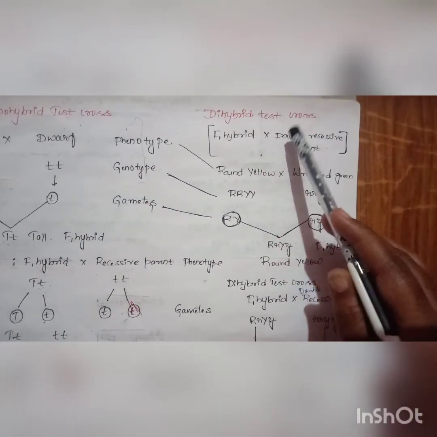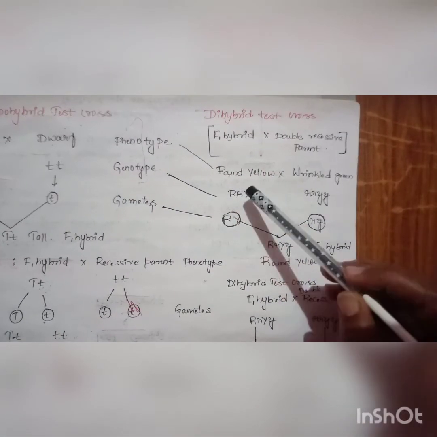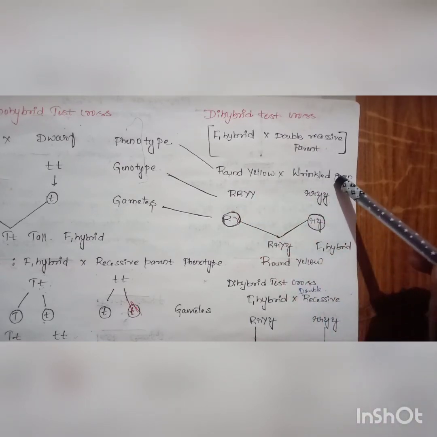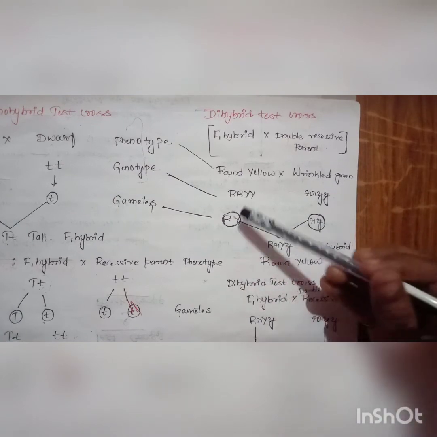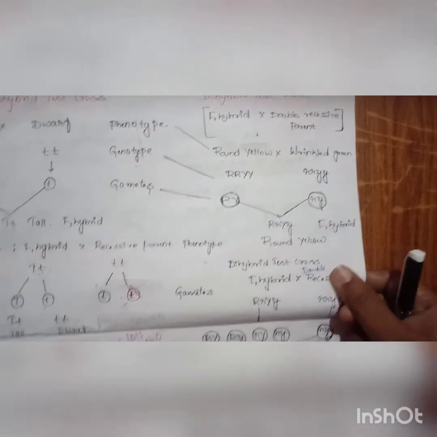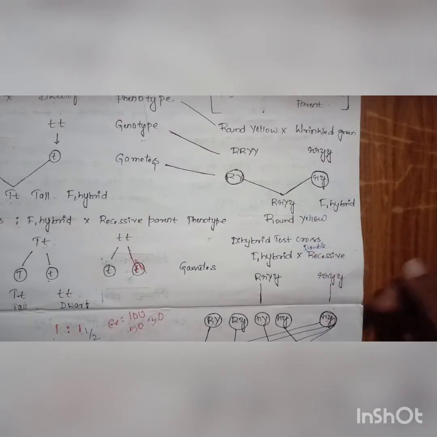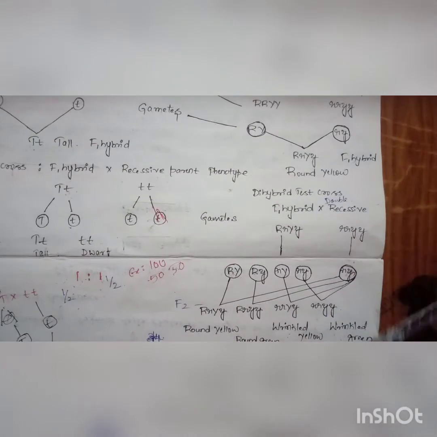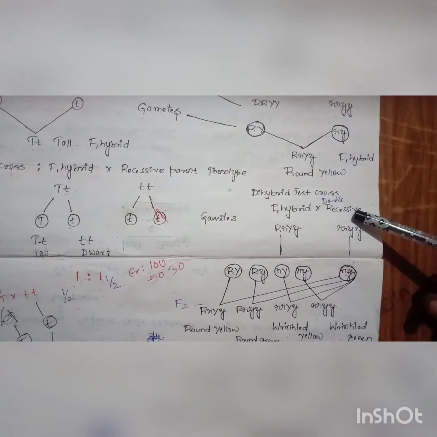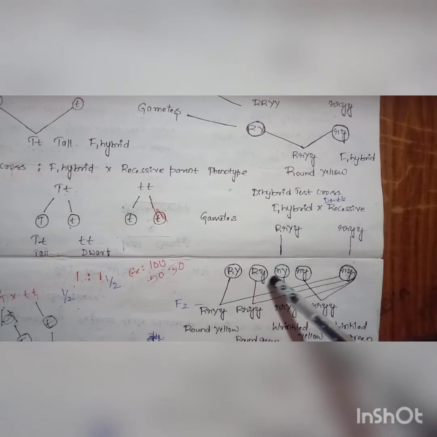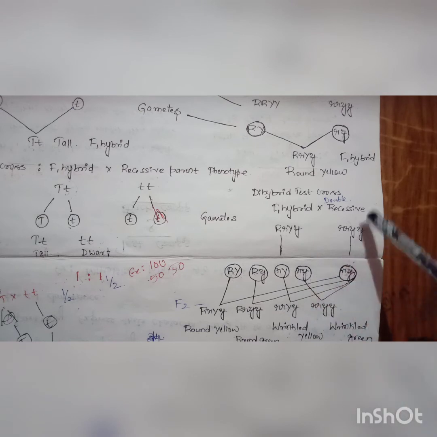For dihybrid cross, a round yellow seeded pea plant is crossed with a wrinkled green seeded pea plant. So both are homozygous in condition. So the F1 hybrid will be heterozygous round yellow seeded pea plant. When this F1 hybrid is crossed with the double recessive parent, from the F1 hybrid four possible types of gametes are produced and the double recessive parent will give only one type of gamete.